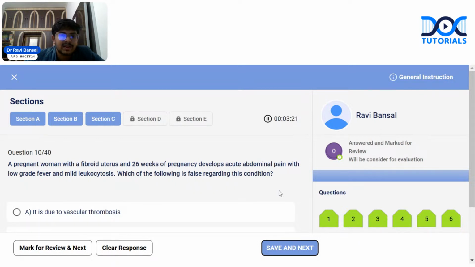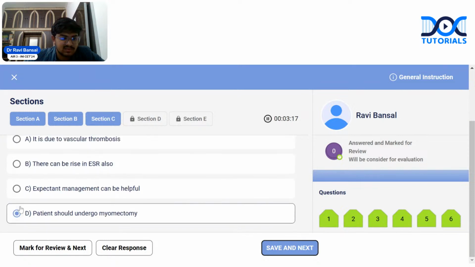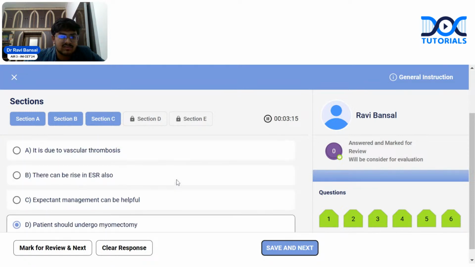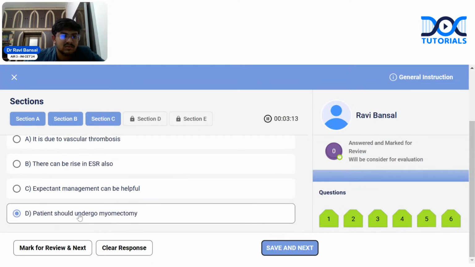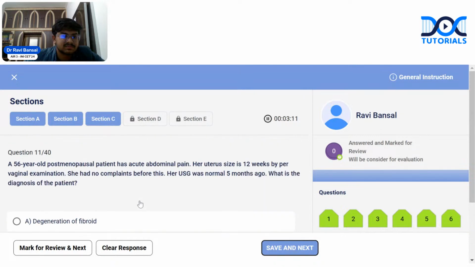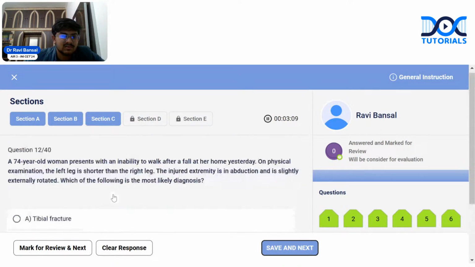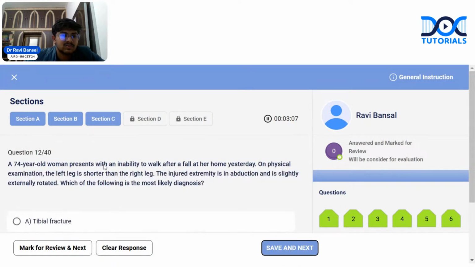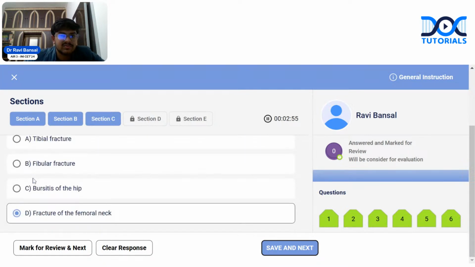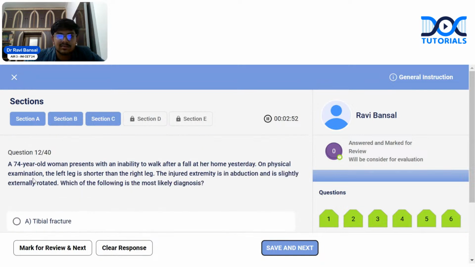So fibroid, pregnant, second trimester, acute pain, fever plus leukocytosis. They have asked the false statement. So there is no surgery for this condition. We have seen this question. So an old female, there is a fracture suspected, leg is shorter, and abduction with slight external rotation. So neck of femur fracture. That will be the correct answer.